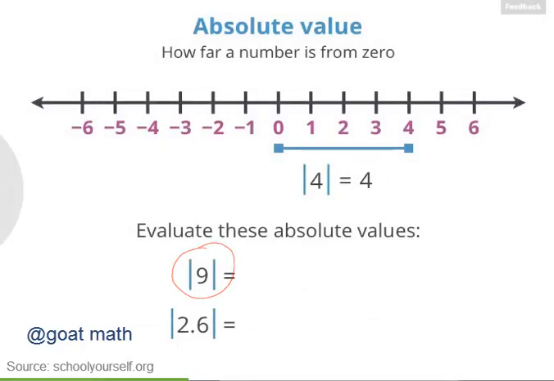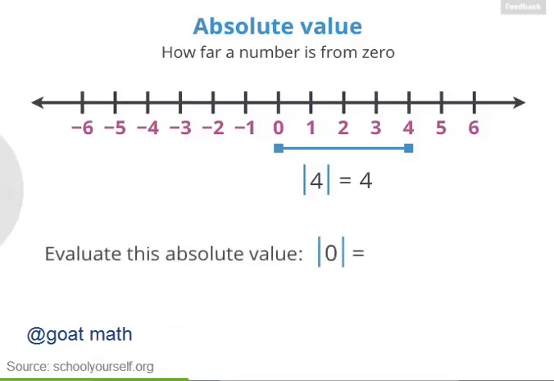Right, the absolute value of 9 is 9, and the absolute value of 2.6 is 2.6. For any positive number, its absolute value is just that number. But what about numbers that are not positive? For example, what's the absolute value of 0? How far is 0 from itself on the number line? Right, the absolute value of 0 is just 0.